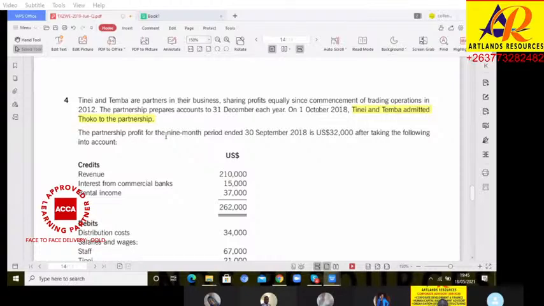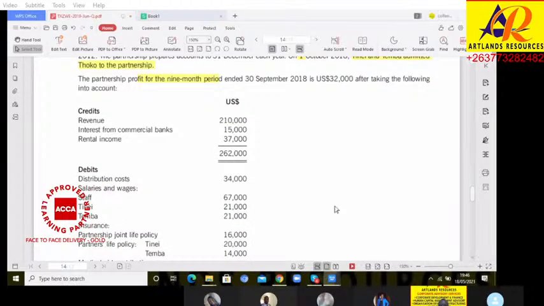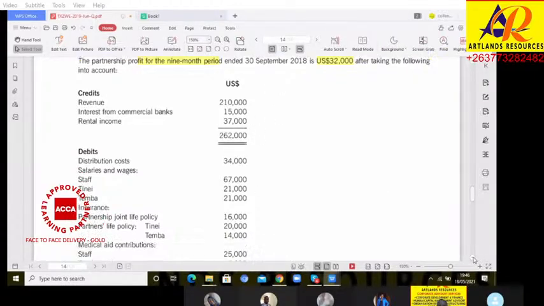The partnership profit for 9 months ended 30 September 2008 is 32,000. So the first 9 months, because Toko was admitted on 1 October. So the profit was 32,000, but that profit was arrived at after taking income and deducting all these.